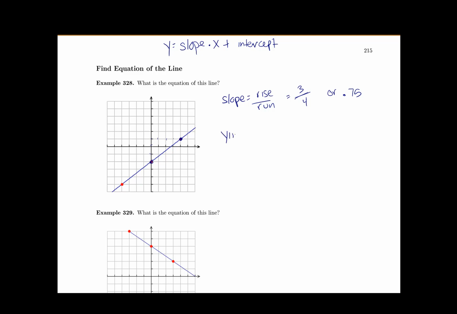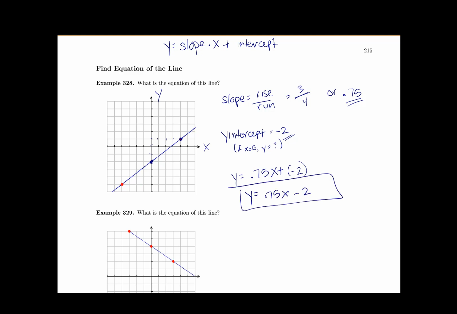And we should find the y-intercept. Let's see, what's that going to be? So remember, that means if x equals 0, y equals what? So when x is 0, this is x, this is y. So when x is 0, it looks like y is -2. So we know our slope, we know our y-intercept. So I'd say y equals 0.75x plus a -2. But we don't really like to say plus a -2. We just say y equals 0.75x minus 2. And that would be my final answer.